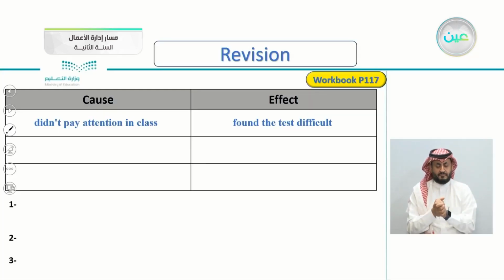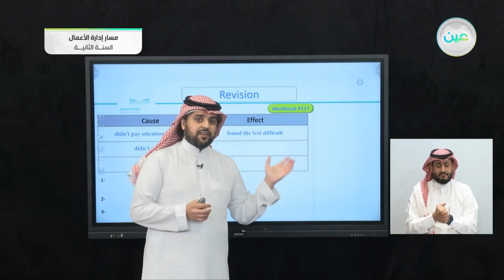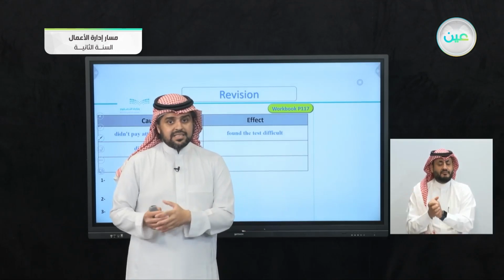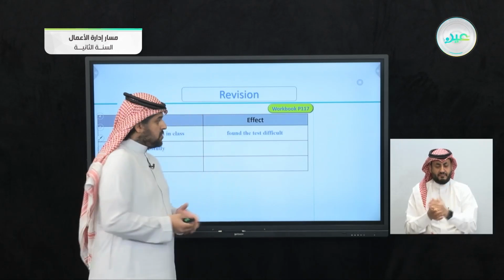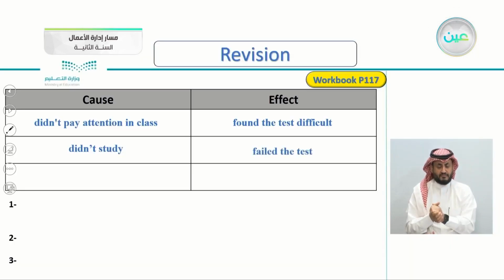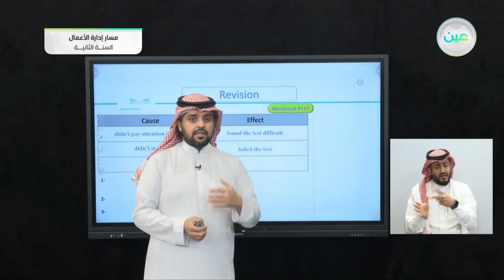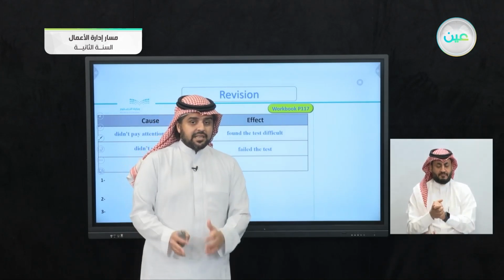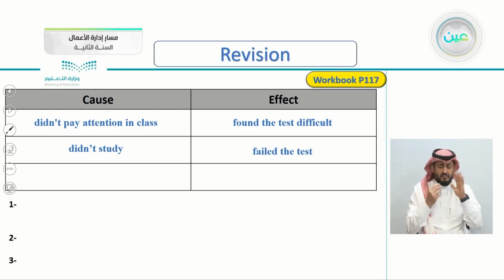Okay, so let me give you what I wrote in the second one: didn't study. Just as simple as that. The cause is that the student didn't study. So what's the effect? When a student doesn't study, we have lots of effects, but in our situation here, the effect would be failed the test. Why? Because he or she didn't study. So the first one: didn't pay attention in class, found the test difficult. The second one: didn't study, failed the test.